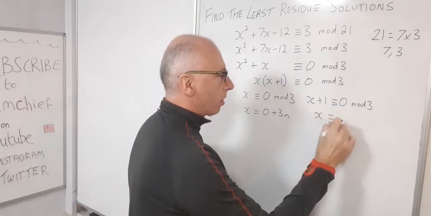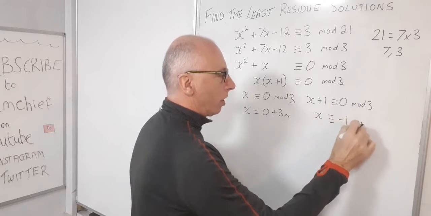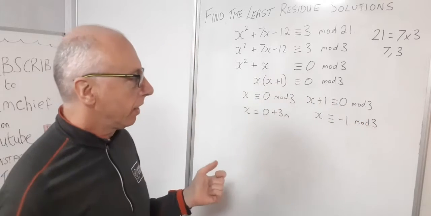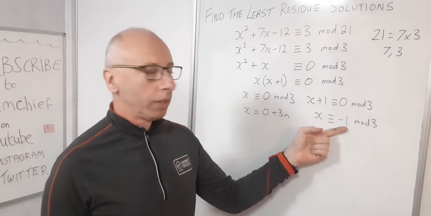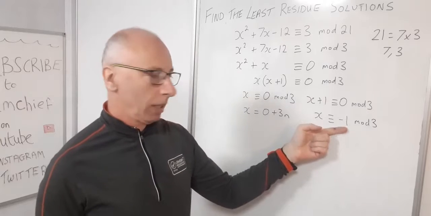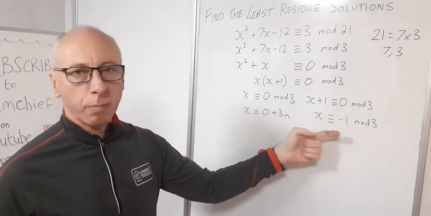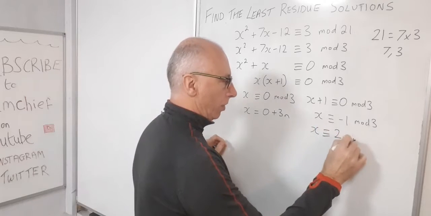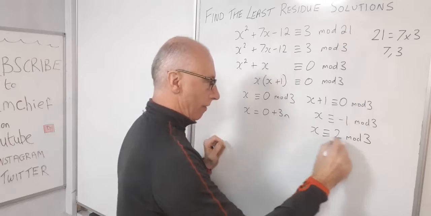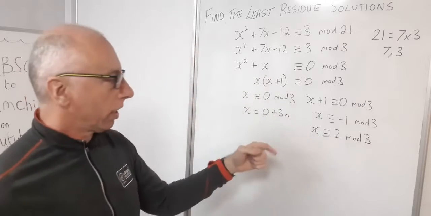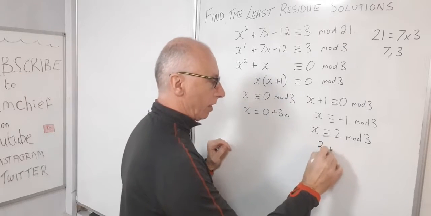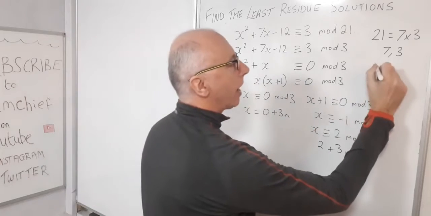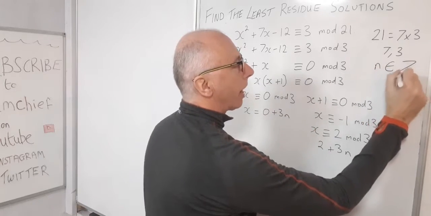So x is congruent with minus 1 mod 3. So bring the 1 to the other side. That's valid. And then minus 1, we want to get a positive integer. So we know that minus 1 is congruent with positive 2. So x is congruent with 2 mod 3. So therefore our x's on this one can be 2 plus 3n. Okay, so we need to note here that our n is an integer.